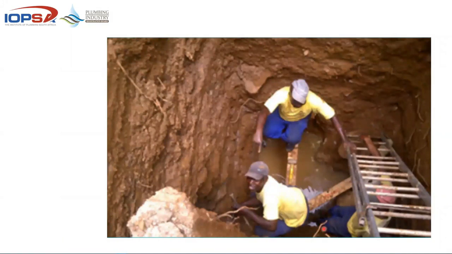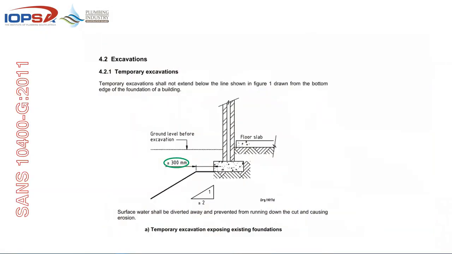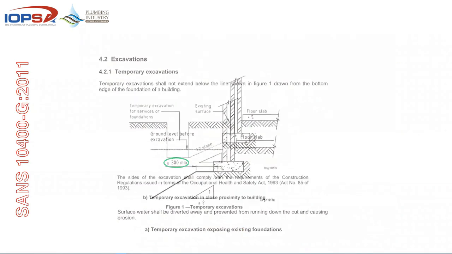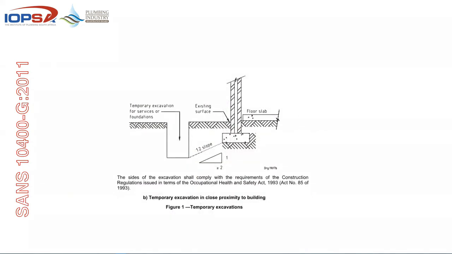So, as I said, the construction regulations deals with the safety of the contractors and the people working on site. So if we go back to 10.400 Part G, there's a couple of simple requirements as far as the document and the building is concerned. So in temporary excavations, there's a simple rule that we apply. It's the 1-2 rule. So for every 1 meter you go down, you go 2 meters away.